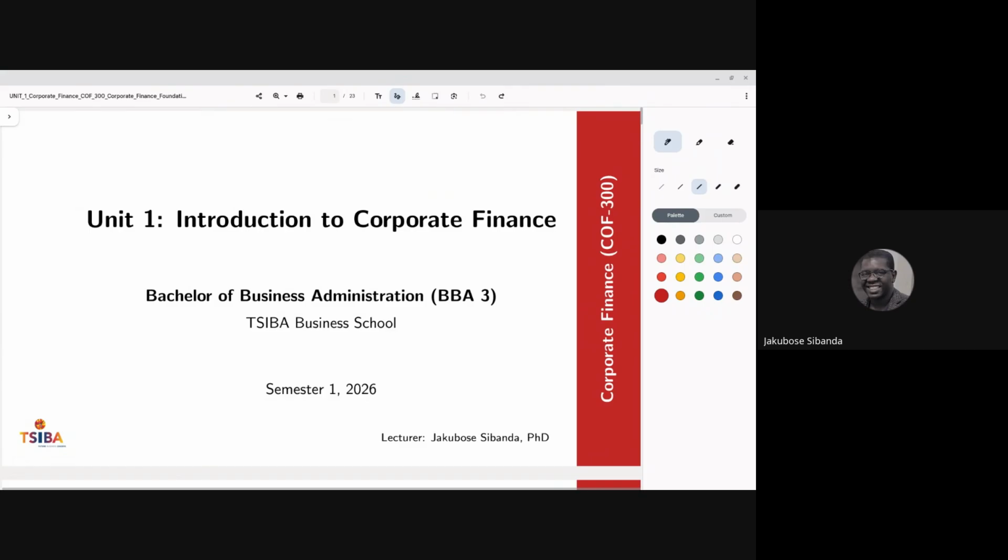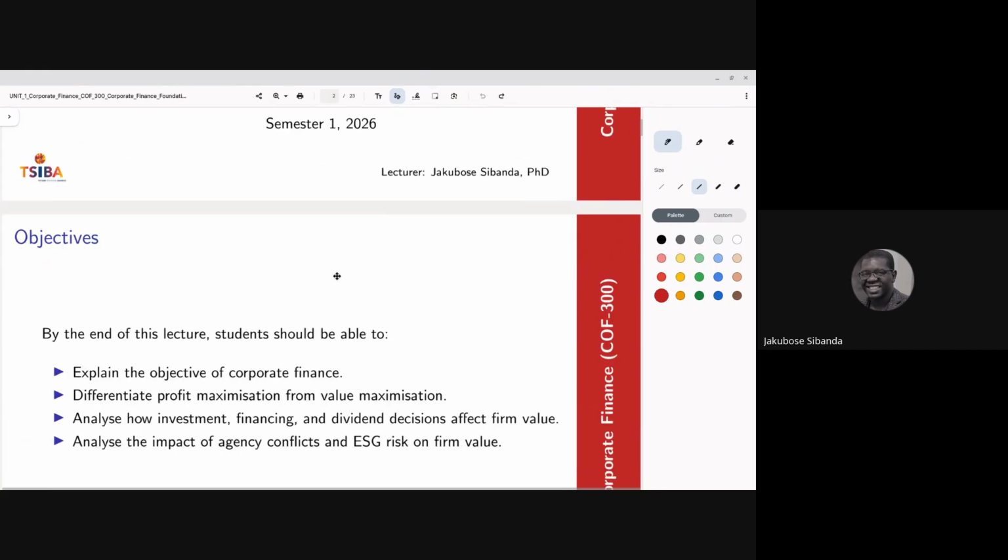This is a module within the BBA 3, Bachelor of Business Administration, Year 3 at SIBA Business School, Semester 1, 2026. So this topic is going to be the first in corporate finance, where we cover some foundational principles of corporate finance. I should say in advance that this is not exhaustive, but it gives us an idea, and then we can build up on that idea going forward.